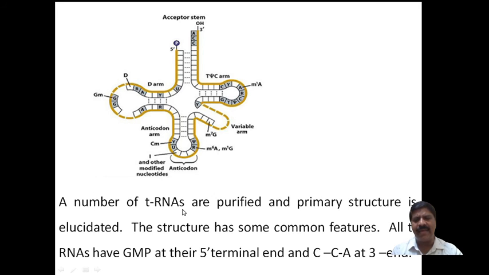A number of tRNA, transfer RNA, have been purified and their primary structure elucidated. The structures have some common features. All tRNA have a guanosine monophosphate, GMP, at their 5 prime terminal end, and there is a cytosine-cytosine-adenine at the 3 prime end.